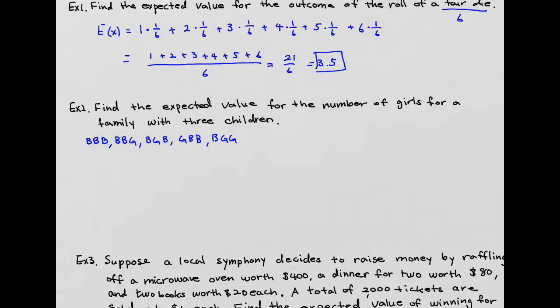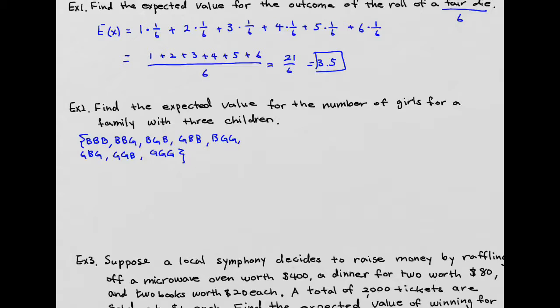And then I can have boy, girl, girl, so 2 girls. It means I could also have the boy in the middle, or the boy at the end. And then I could have all 3 girls. So that's going to be the sample space. So you have 8 outcomes.